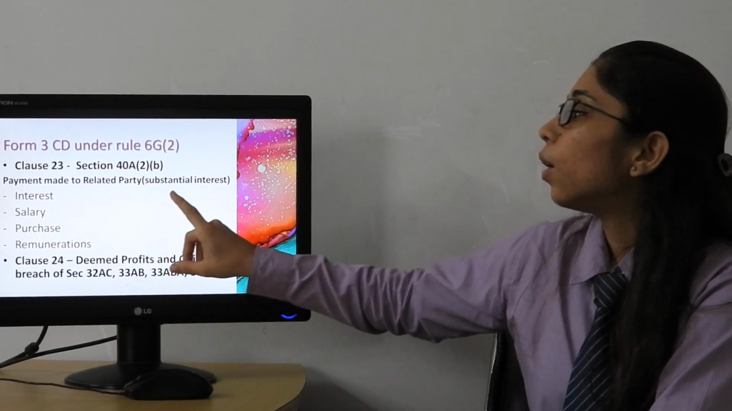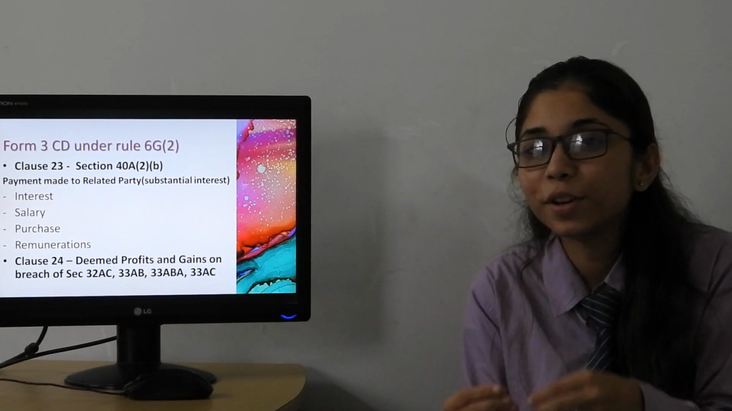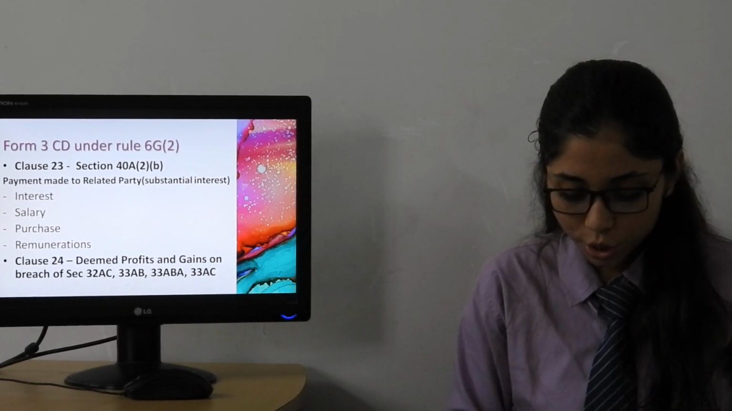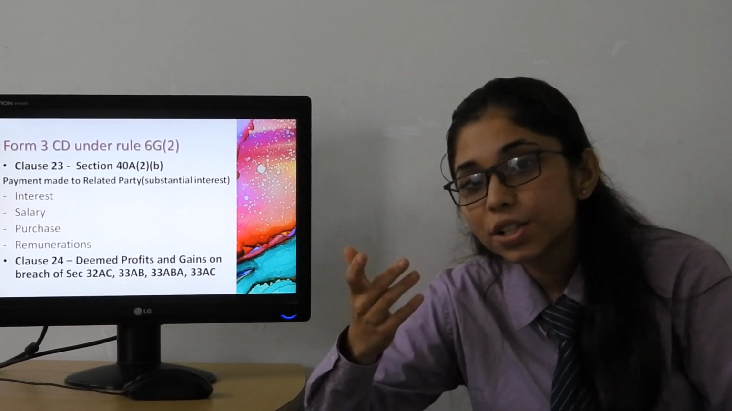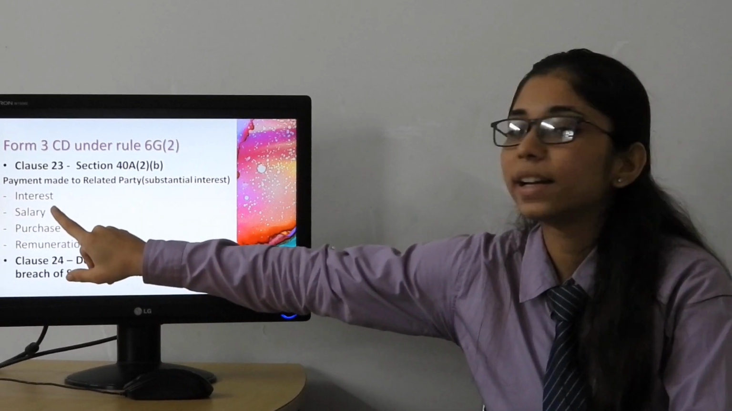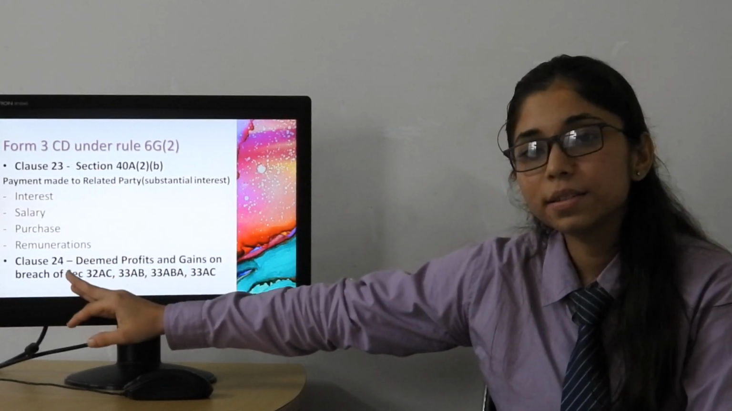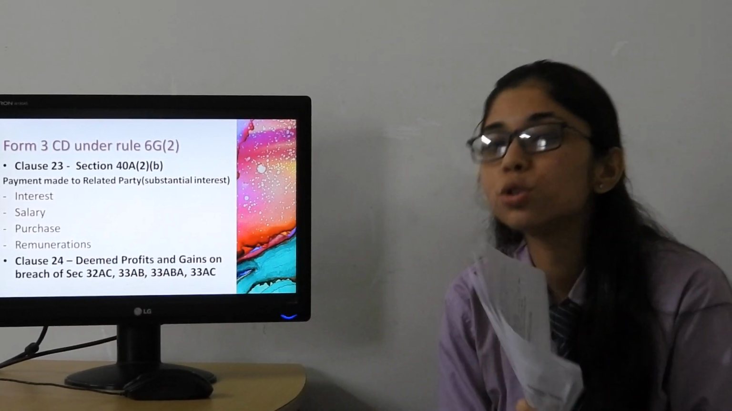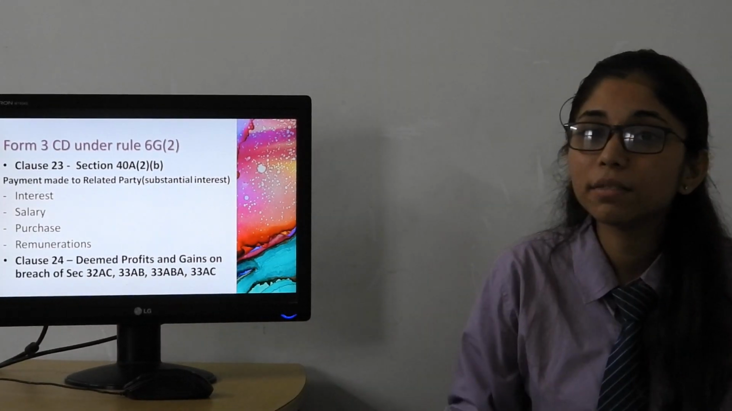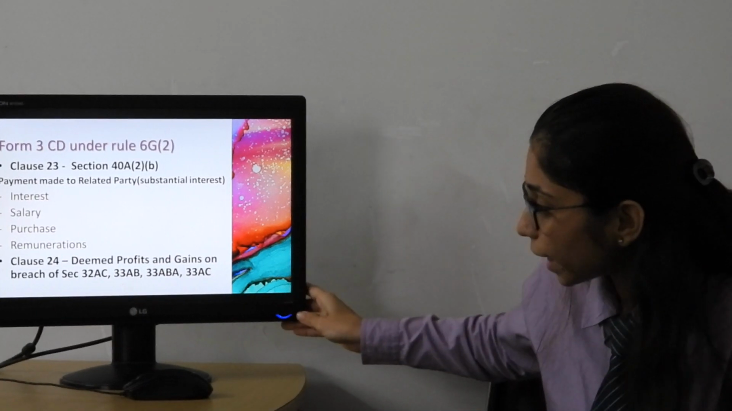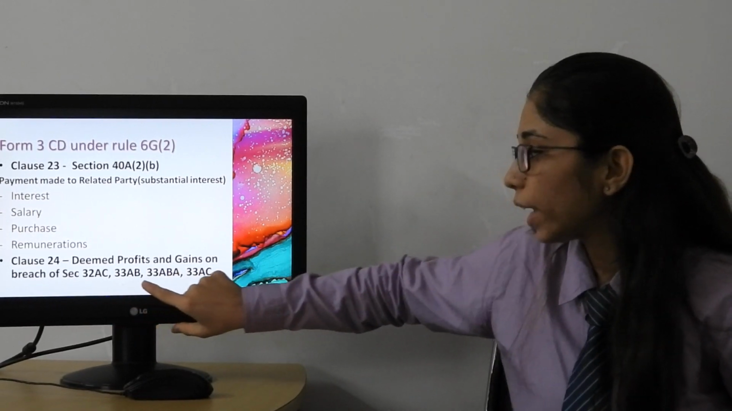Clause 23, section 48(2)(b). Related party transaction, the main topic, the favorite topic in our Form 3CD. You need to mention your sister concerns, your related parties, and which transactions have occurred. The types of transaction are interest, salary, purchase, remuneration. All these should be included. Also, the repayment of loan should be included in our clause 23, so that we are not lacking any disclosure.